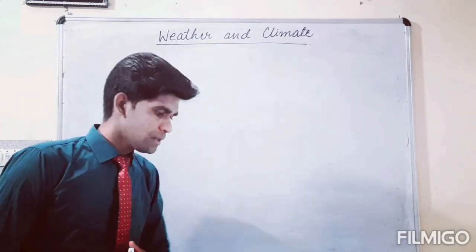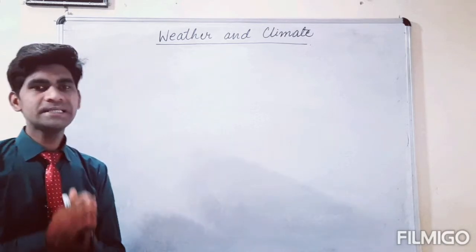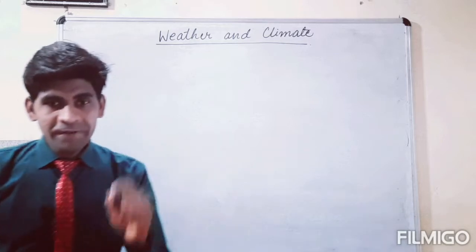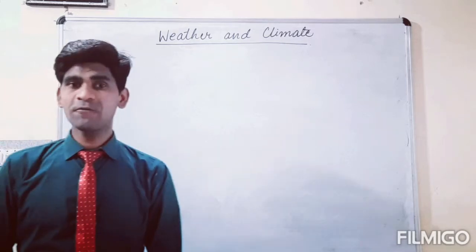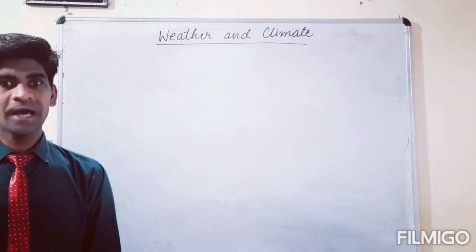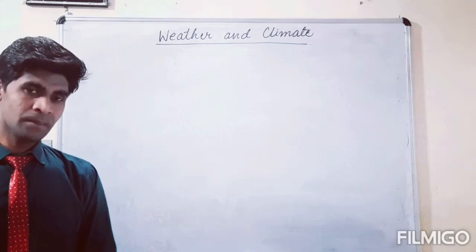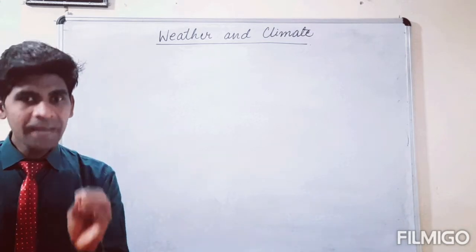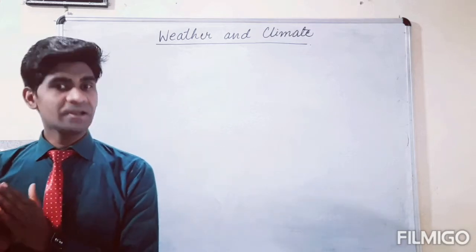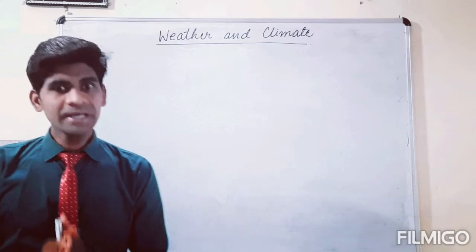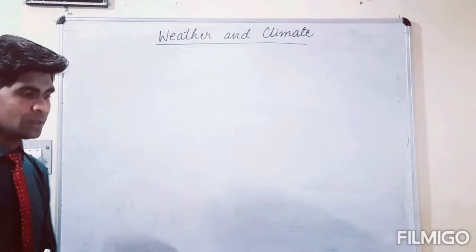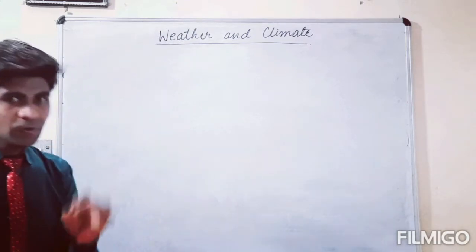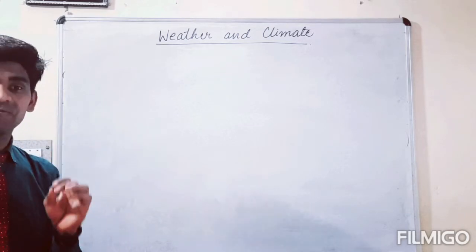Climate is generally defined as the average state of weather over a long period of time. Climate is the average weather condition over a long period of time, and the period should be at least 35 years. It means that if for 35 years a place has a certain type of weather conditions, then that will be the climatic condition or the climate of that particular region. So we can define climate as the average weather conditions of a particular region for a long period of time, at least 35 years.